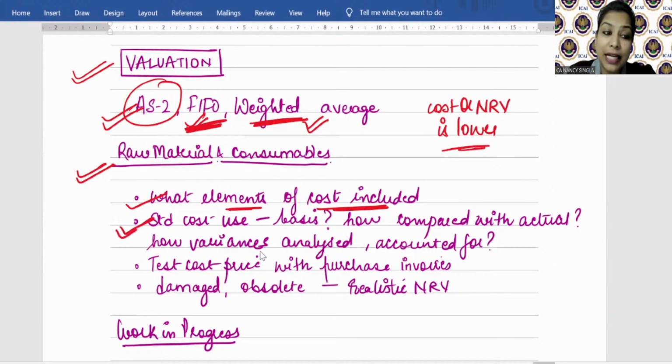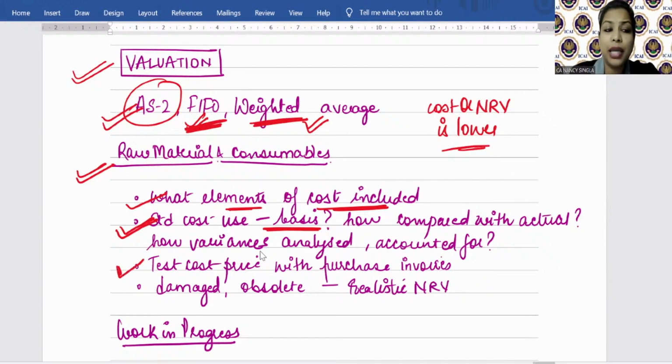Now, if the standard costing method is being used by the client with respect to the costing, then the auditor can always ask the management, and he can also inquire as to what is the basis of such standard costing, how the entity is comparing it with the actuals, and in case of any variances, how the same is analyzed and accounted for. The auditor needs to perform audit procedures in order to verify that, right?